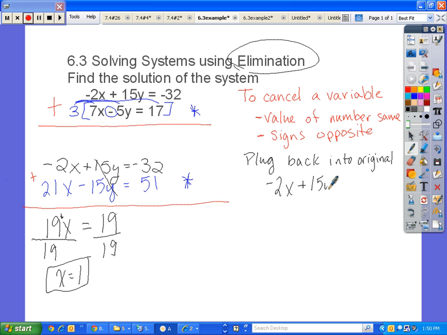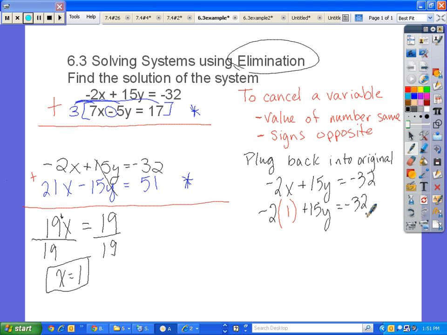plus 15y is equal to negative 32. Either one will give you the same answer. That's right, because it's where this line meets this line. So they have to be at the same place at the same time. So the x coordinate and the y coordinate has to be the same for both lines. Okay, so it actually doesn't matter which one we pick. So I'm plugging back in x now. I've got negative 2, I'm going to plug in my x, which is 1, plus 15y is equal to negative 32. And I'm going to go ahead and solve this problem.